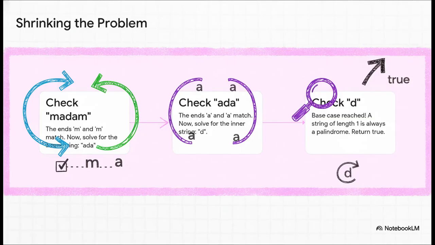So let's walk through it with Madam. You can literally see the problem shrink. Step 1, we look at Madam. Are the ends the same? Yep, M and M. Great. Now forget the M's. Our new, smaller problem is just ADA. So we ask again, do the ends of ADA match? Yep, A and A. Cool. Our next problem is just D, and a single letter is always a palindrome, right? So boom, we've hit what's called our base case. The problem can't get any simpler.